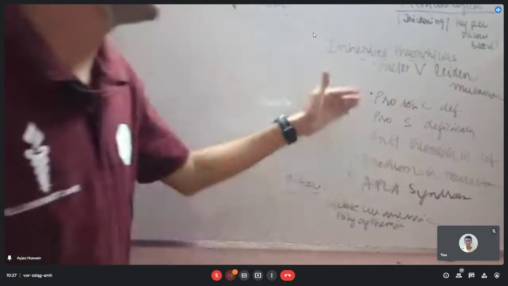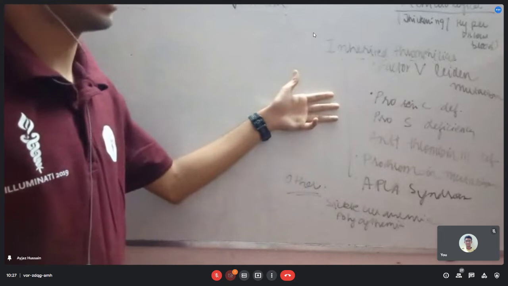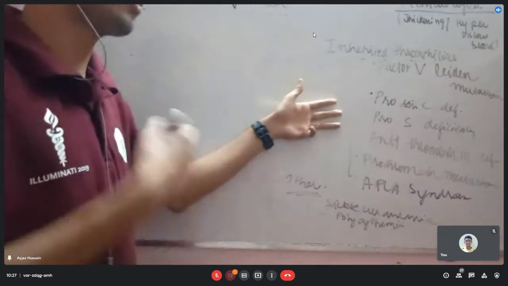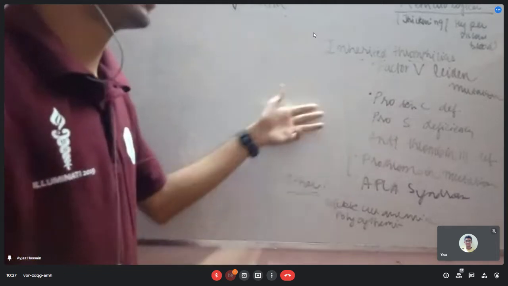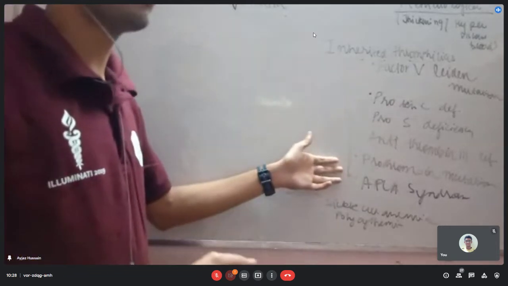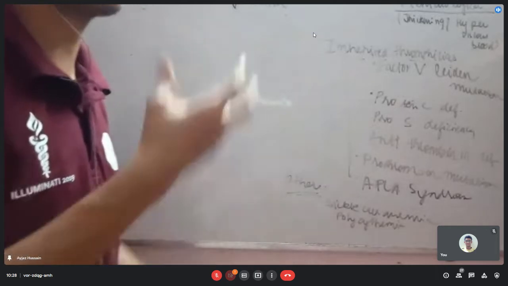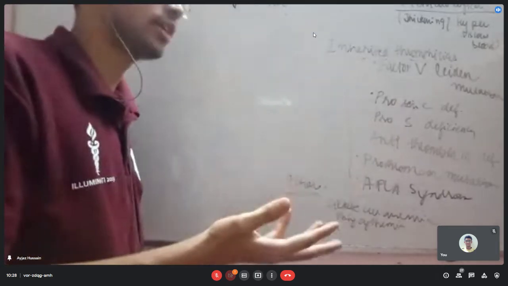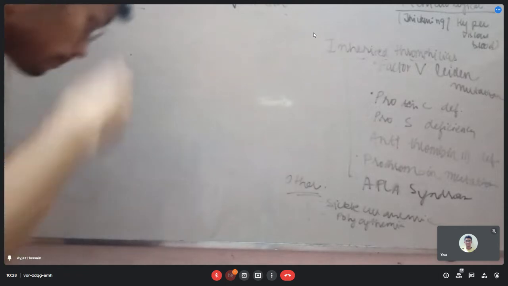Protein C, protein S, antithrombin 3, these are antithrombotic. So once there is a relative deficiency of these, the body is predisposed to formation of thrombus. If there's a prothrombin mutation, the thrombus formation will be automatically triggered. Apla syndrome is again a cluster of autoantibodies which are formed, like the lupus anticoagulant, and that will lead to formation of thrombus.